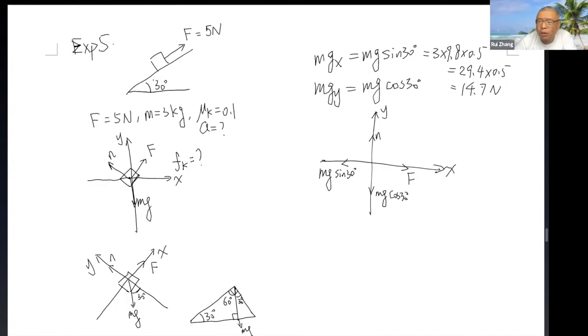Let me double check. Yes, okay. Well, the y component, you can go ahead and calculate the y component. We need that anyway. So 3 times 9.8 times cosine 30, which is 0.8 something. I always don't remember this number. It's 0.866. Okay, and then you just do the calculation: 29.4 times 0.866, you get 25.5. Okay, 25.5.